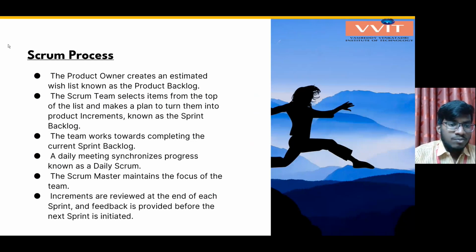A daily meeting synchronizes progress, known as the daily scrum. Daily scrum is nothing but each and every change or progress being evaluated by conducting daily meetings between the team members and also the product owner. The scrum master maintains the focus of the team. The focus of the team is taken care of by the scrum master.